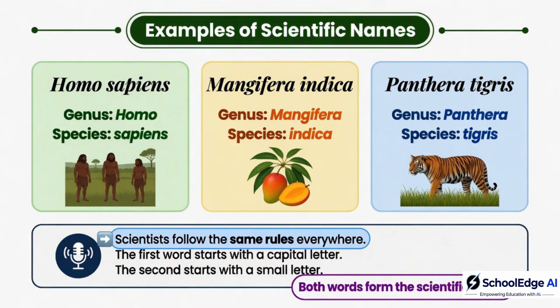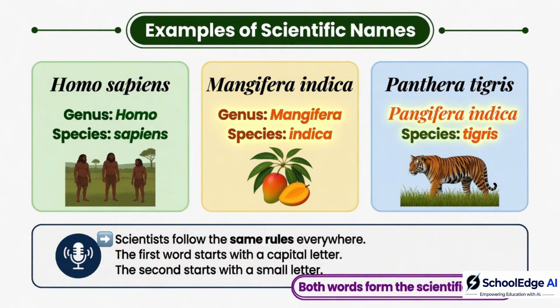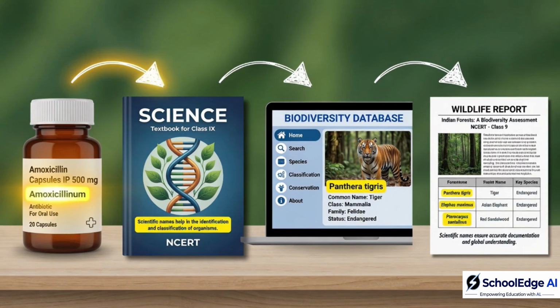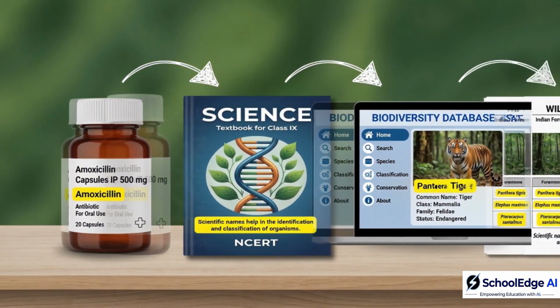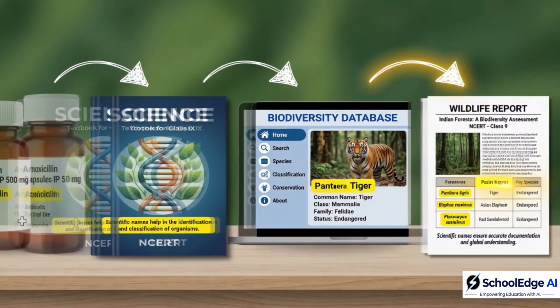Scientists follow the same rules everywhere. The first word starts with a capital letter. The second starts with a small letter. Both words form the scientific name. Now you can see it in real life. Scientists, doctors, and researchers use these names. Everyone understands the same organism.